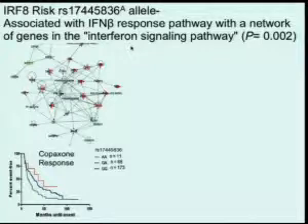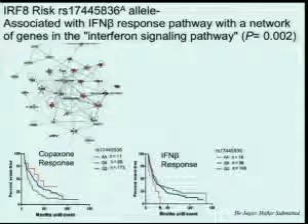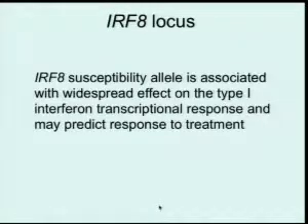But perhaps most interestingly, if you look at response to Copaxone, genetic variants have no effect on disease. Whereas if you look at response to beta interferon, if you're AA, you appear to respond less to beta interferon compared to the GA or GG. And I think this is really the beginning of what we need to be doing in all human diseases, begin to predict who will respond to treatment based on genetic variation. So the IRF8 locus is associated with widespread effects on type 1 interferon transcriptional responses and may predict response to treatment.